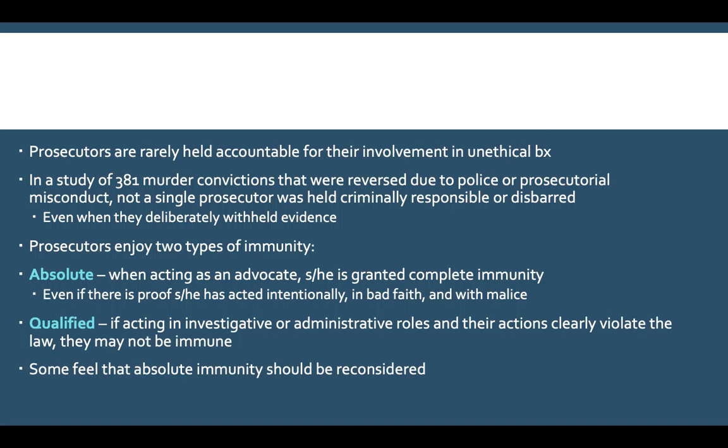And many people feel that this type of immunity should be reconsidered. Now, qualified immunity applies when acting in investigative or administrative roles, and if your actions clearly violate the law, they may not be immune.